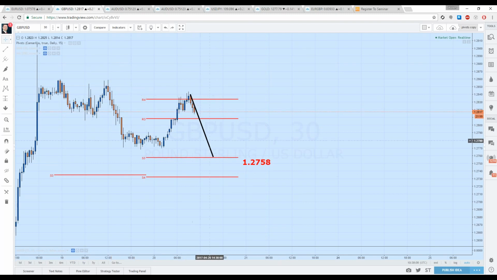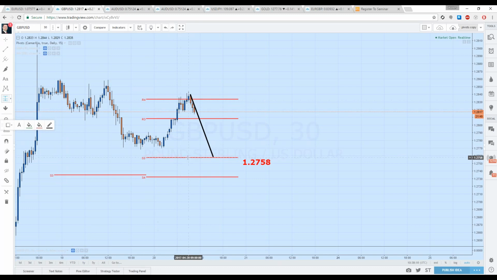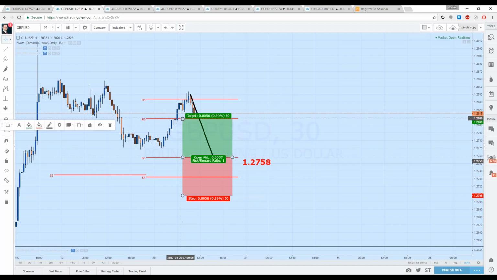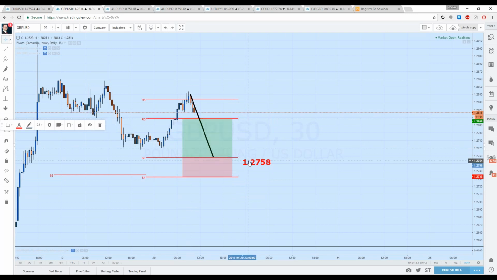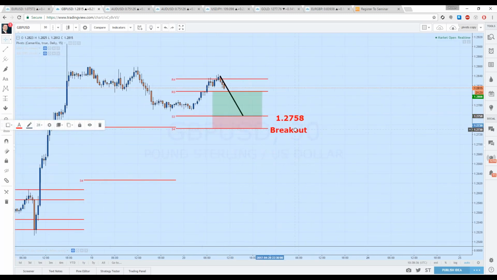This will allow traders to plan a retracement. Traders may look to buy at 127.58, target the top of the range, and manage risk in the event of a bearish breakout.